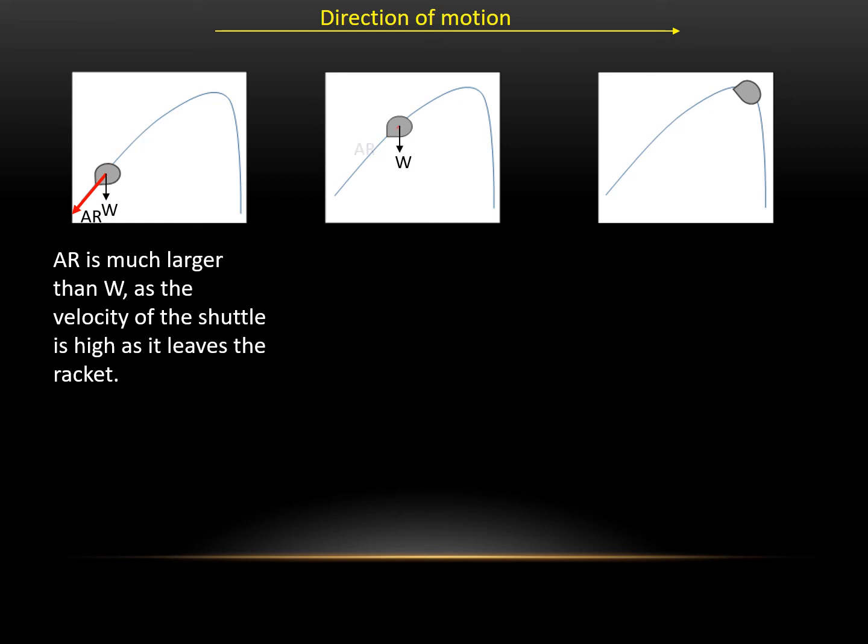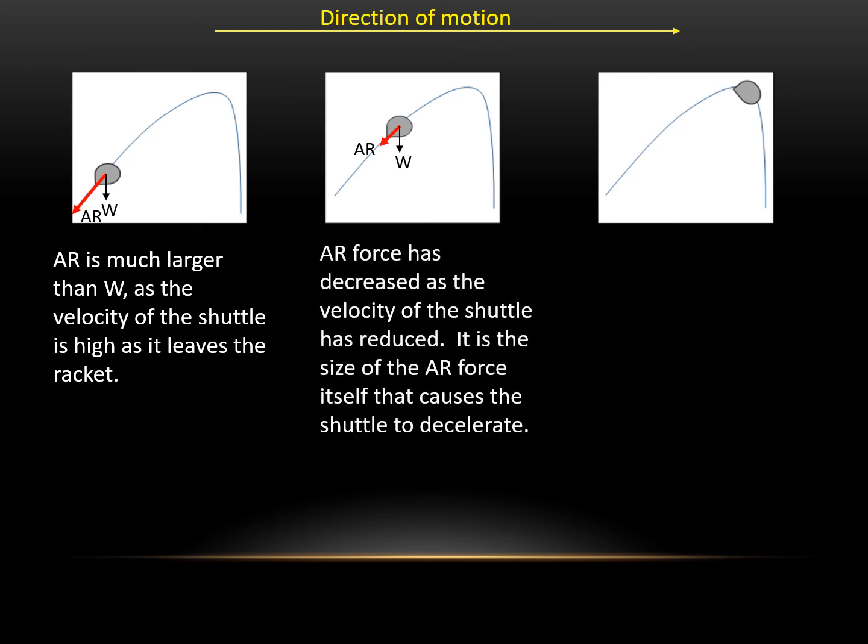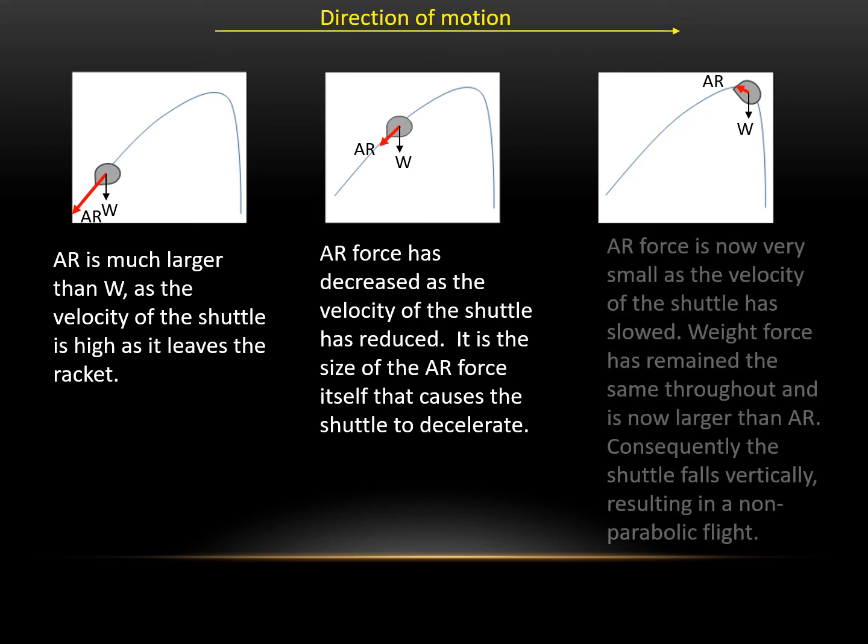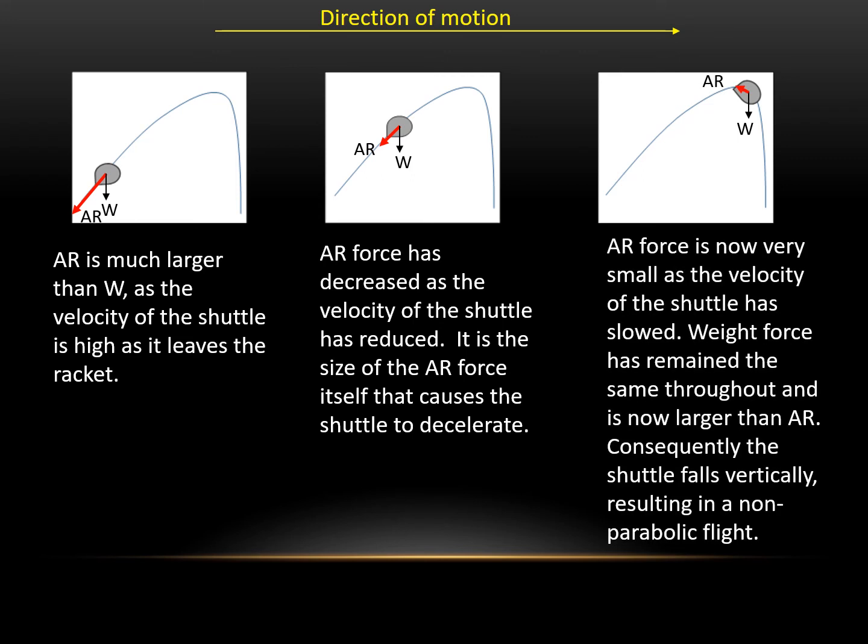Weight remains exactly the same. Air resistance has reduced, okay? Air resistance force has decreased as the velocity of the shuttle has reduced. It is the size of the air resistance force itself that causes the shuttle to decelerate. So it's slowing it down. At the top of the flight, okay, air resistance force is now very small as the velocity of the shuttle has slowed.